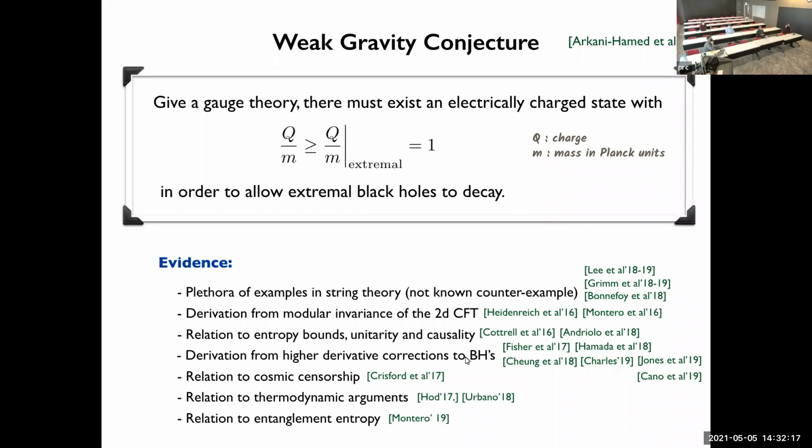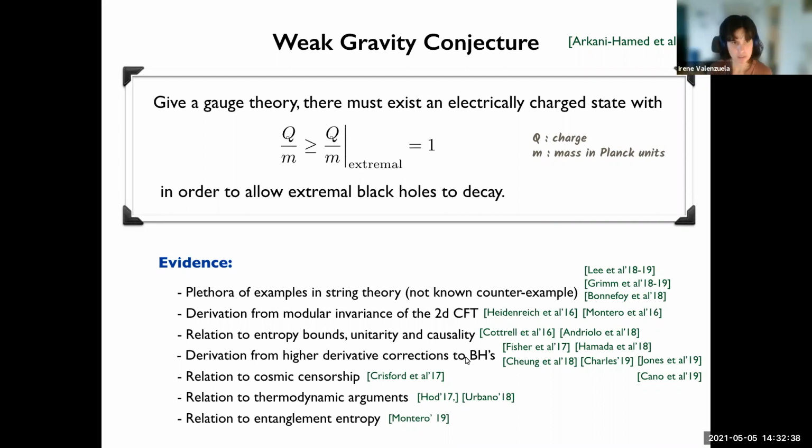I was just going to ask: in the original weak gravity paper, you mentioned there's a number there, not just one. Yes, that comes from the extremal black hole. So which of these evidences make reference to that number, or do they just all say that it can't be parametrically wrong?